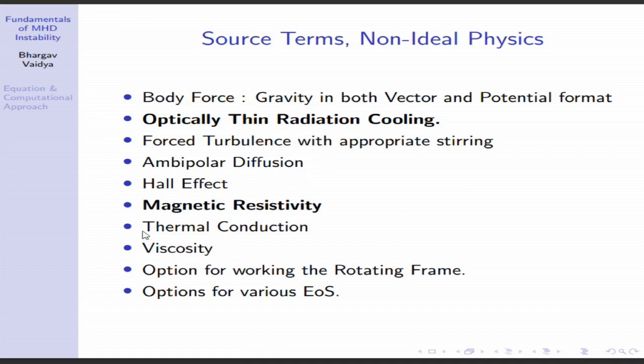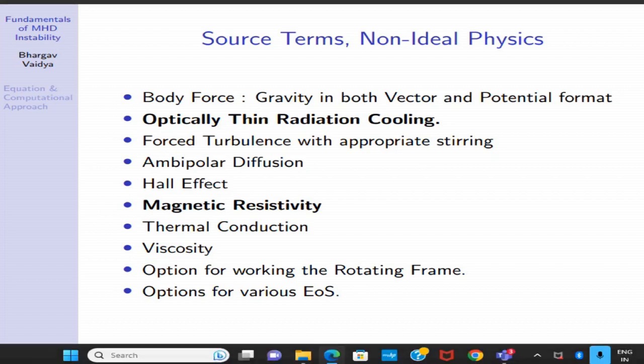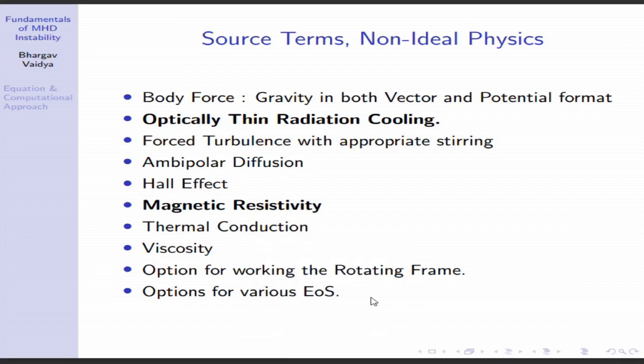Then you have a very important aspect, which is thermal conduction and viscosity. Now, thermal conduction, viscosity, and magnetic resistivity are handled in an almost similar way in the code. I'm going to show only one. The physics is, of course, different. Magnetic resistivity is a different physics, thermal conduction is a different physics, and viscosity is different. For example, viscosity is very important when you want to do accretion and so on.